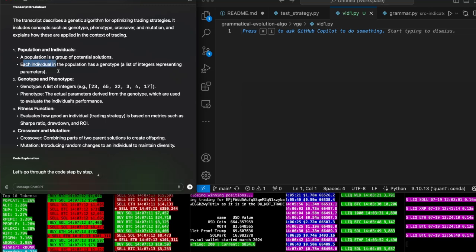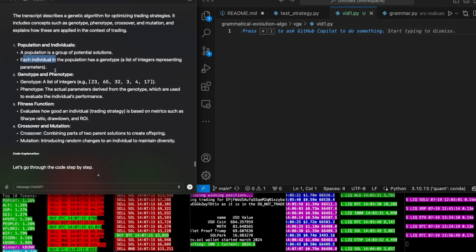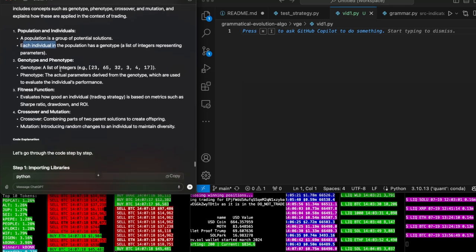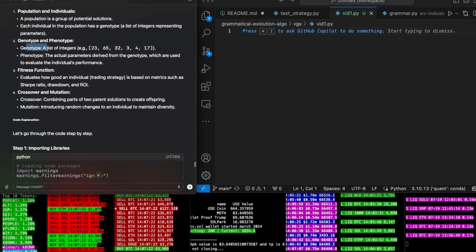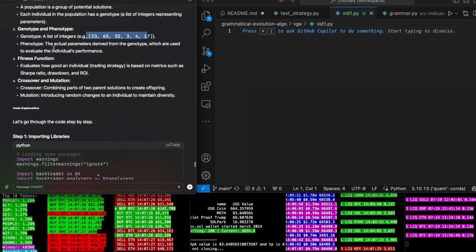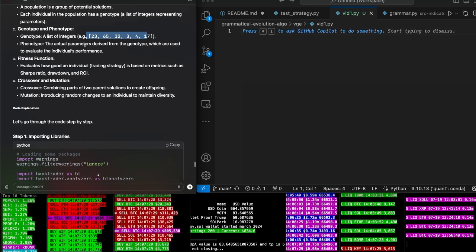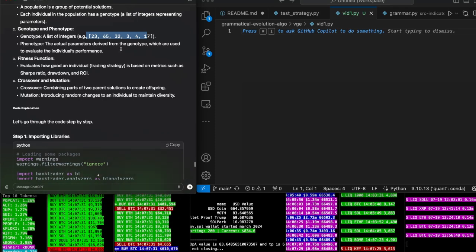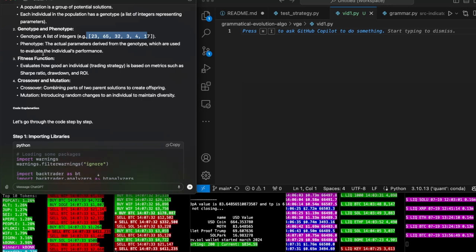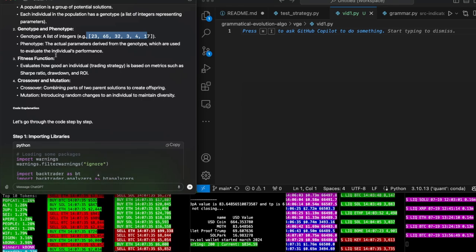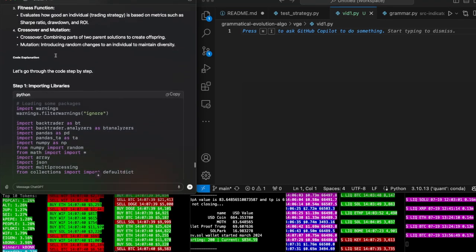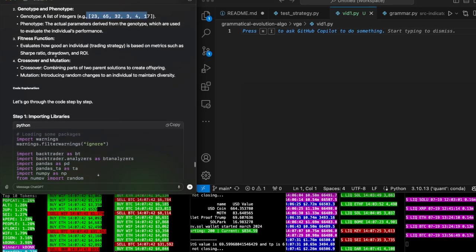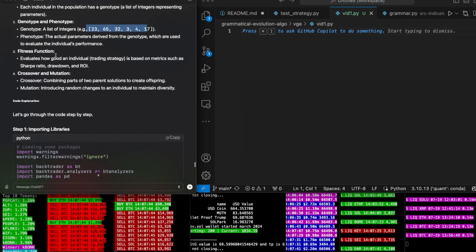Population and individuals. A population is a group of potential solutions. Each individual in the population has a genotype, a list of integers representing parameters. Genotype and phenotype. Genotype is a list of integers like 23, 65, 32, and so on. The phenotype is the actual parameters derived from the genotype, which are used to evaluate the individual's performance. The fitness function evaluates how good an individual trading strategy is based on metrics such as Sharpe ratio, drawdown, and ROI.